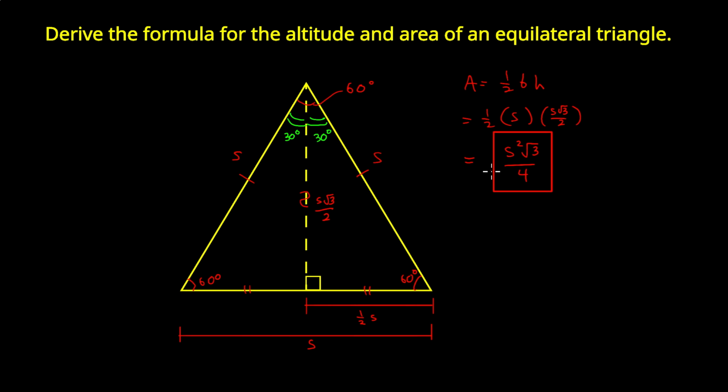And most likely you will not remember this formula on test day right off the top of your head. But if you know that dropping an altitude in an equilateral triangle gives you a 30, 60, 90 on each side, then from S you can get to 1/2 S times root 3 gives us S root 3 over 2. And then you know the area of a triangle and you can derive this. Make sure you know how to do this. It will make your life much easier in geometry if you do.